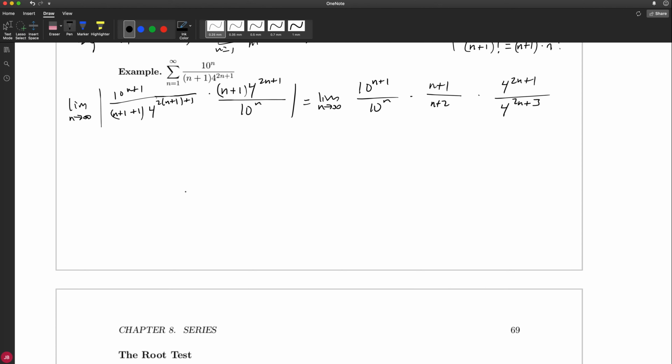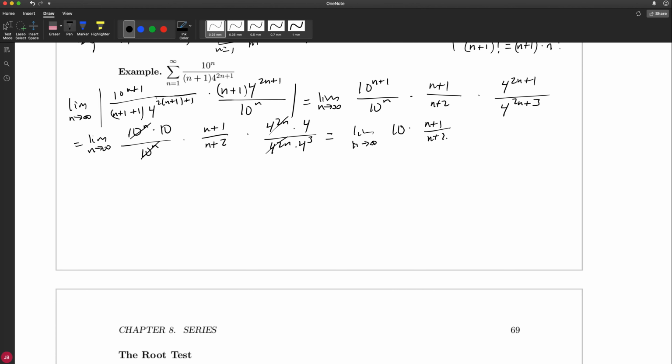Okay? And now do what I told you above. Anytime you see an exponent with plus or minus in there, expand it using laws of exponents. There's not much we can do with this, but that's okay. And then here, 4 to the 2n times 4, 4 to the 2n times 4 cubed, right? Things should cancel. And I'm left with the limit as n goes to infinity, 10 times (n plus 1) over (n plus 2) times, one factor of 4 cancels, right? So that'll be 1 over 4 squared.